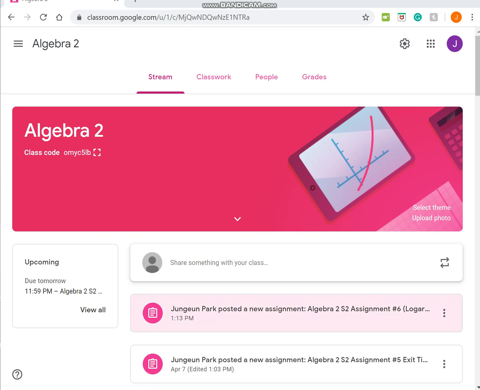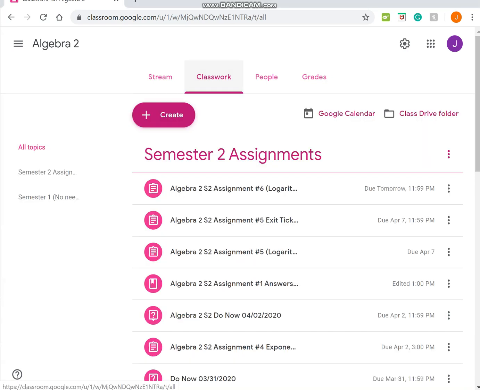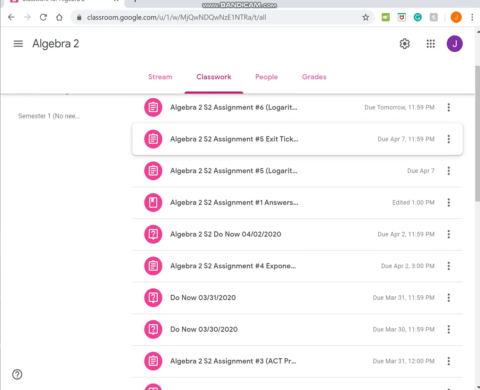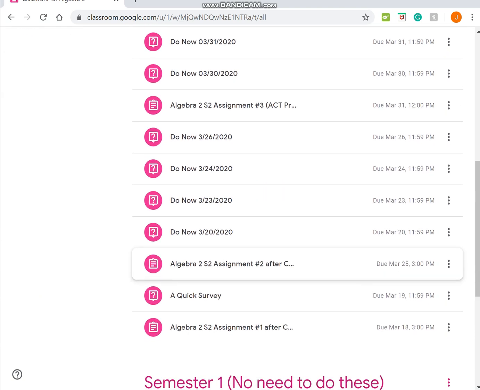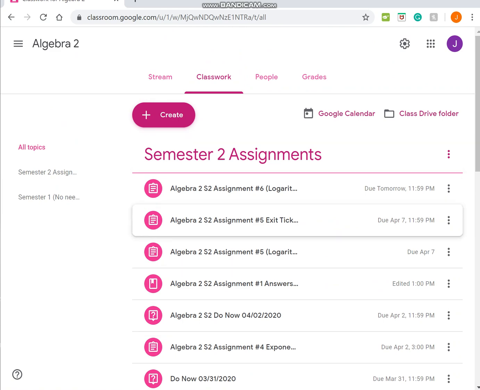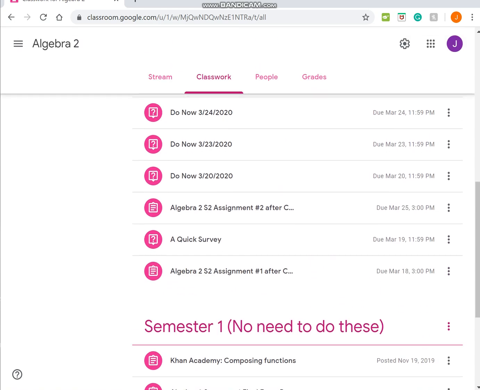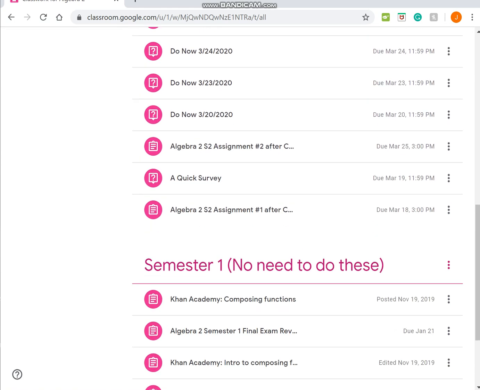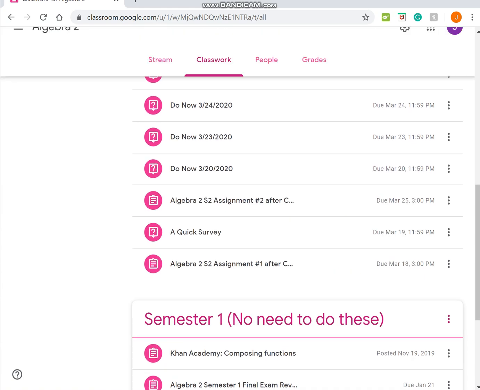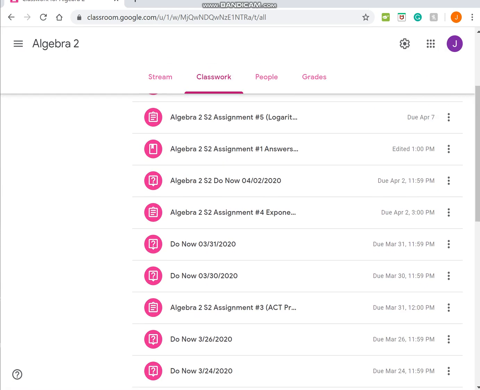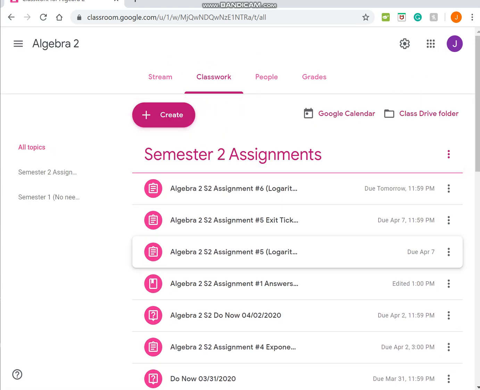So when you sign into the Google Classroom, this is what you're going to see at first. And what I need you to do is click on classwork so you can see all the assignments that you need to do easier. So these are all the assignments that you need to do in this semester. And when you go down, you can see the semester 1 assignments, which is not something that you should do at the moment. If you have extra time and if you want to do something more, then you can go for it. But what is going to count is just the semester 2 assignments.